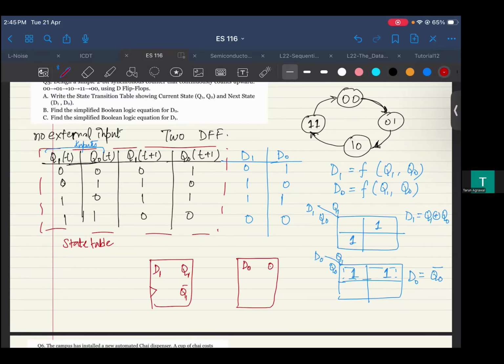This is your D0, Q0, Q0 bar. This is the D flip-flop. Clocks are connected together to a clock signal. It's the heartbeat of your circuit. Now the main thing is how the inputs are connected.